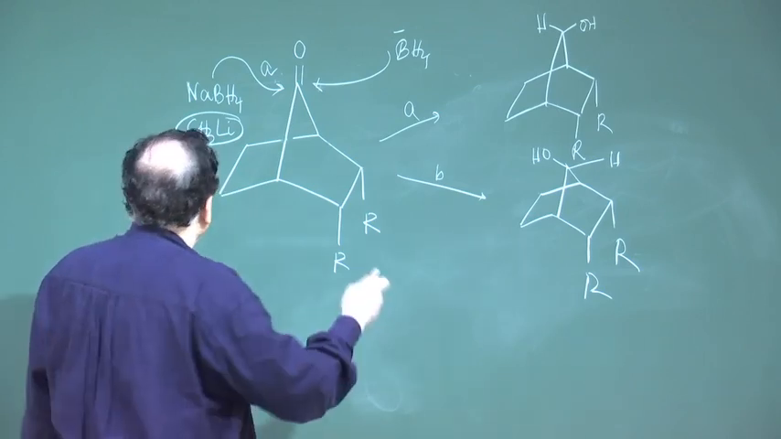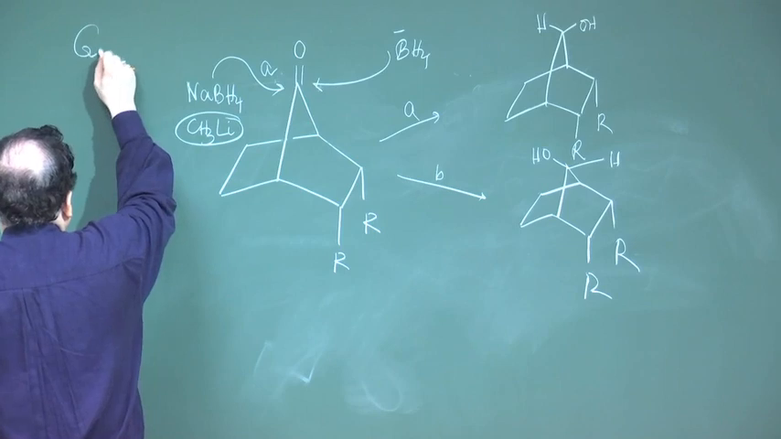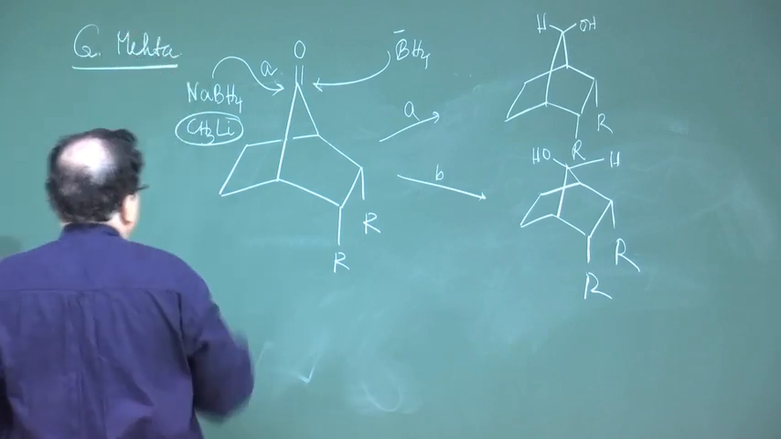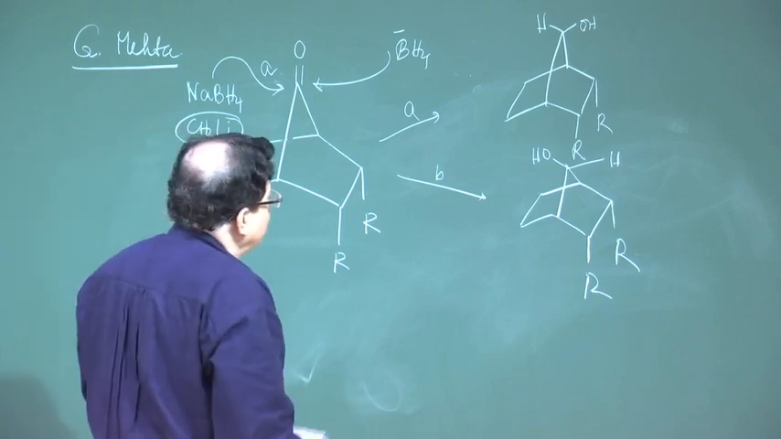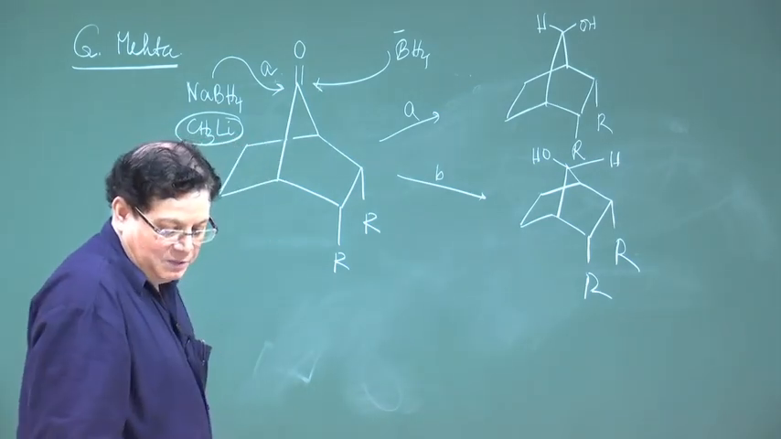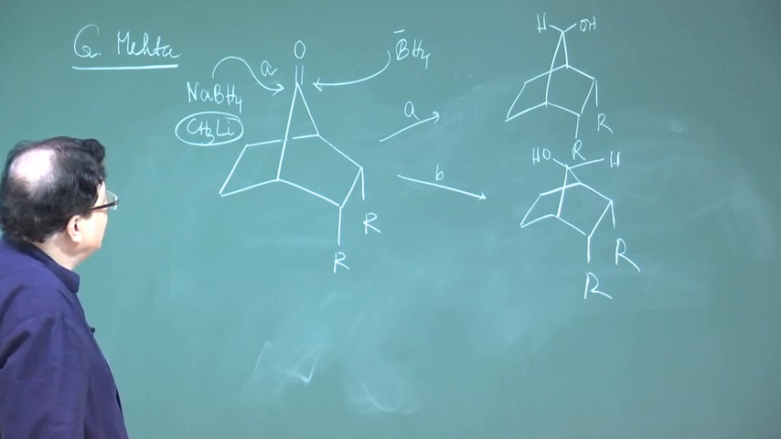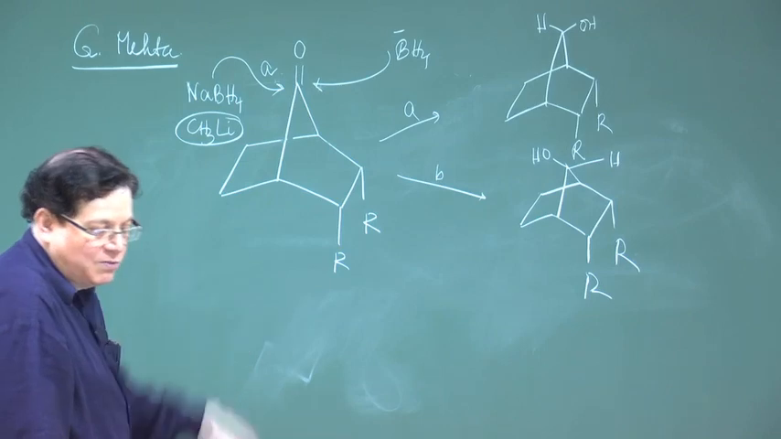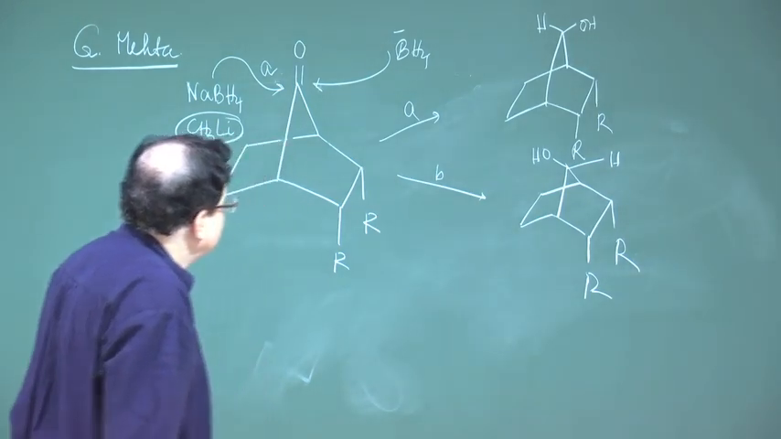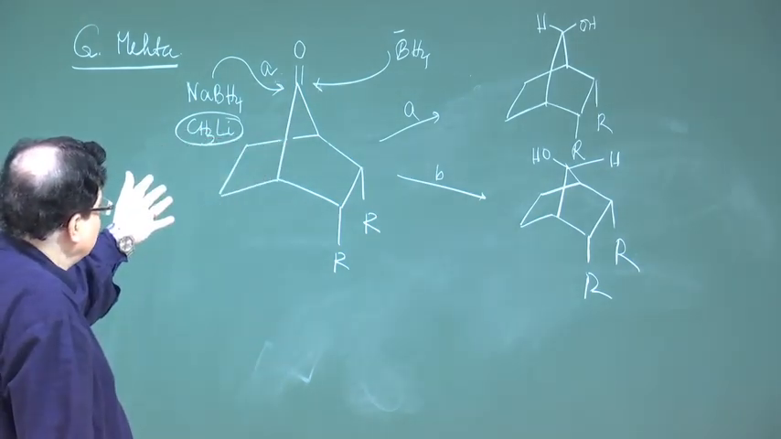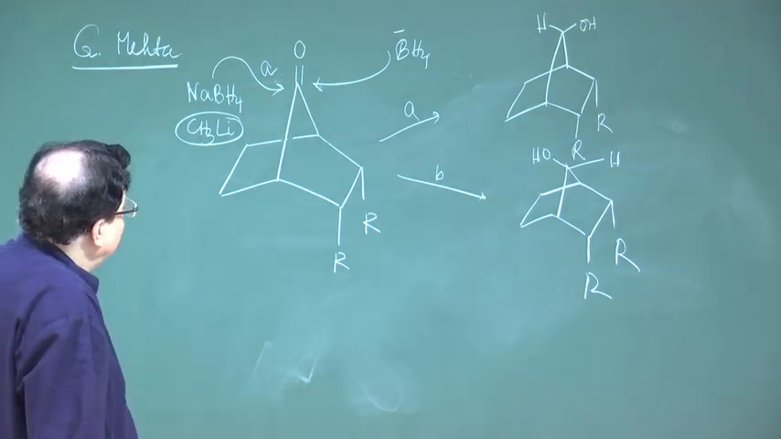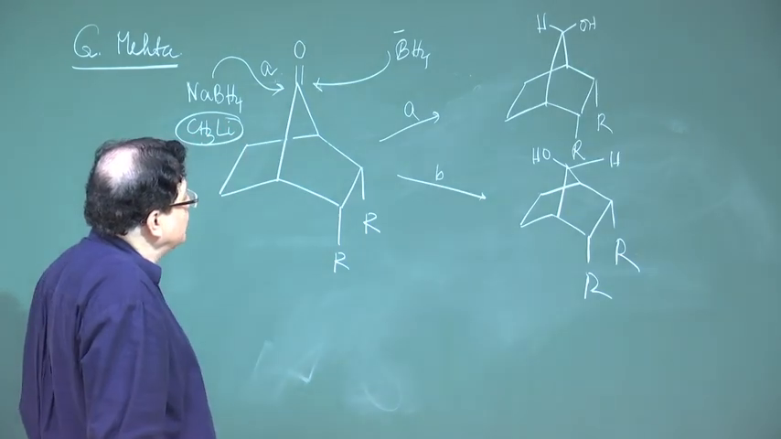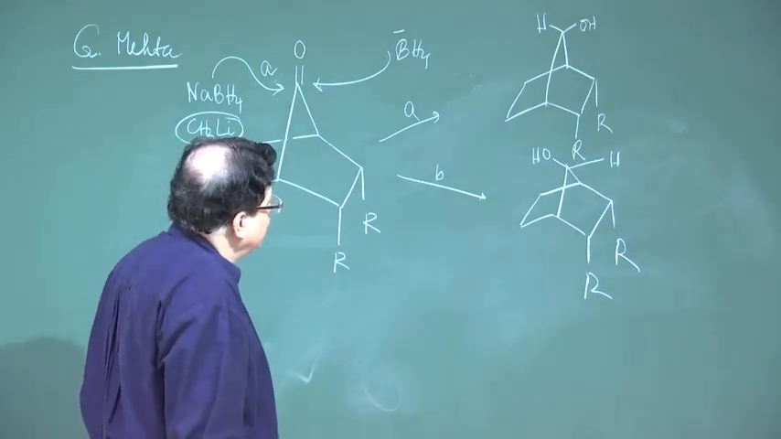Now, this is work done by Professor Govardhan Mehta, the famous organic chemist in India. He was a firm believer of the Cieplak model, but because Cieplak had a lot of criticisms because of the two unequal faces of cyclohexane, he studied this norbornene system, norbornanone, where the two faces are identical. Now, what is the major product? That was the key issue.